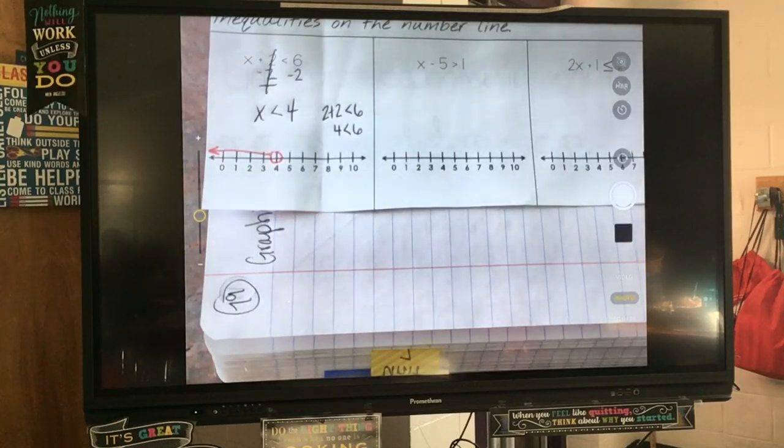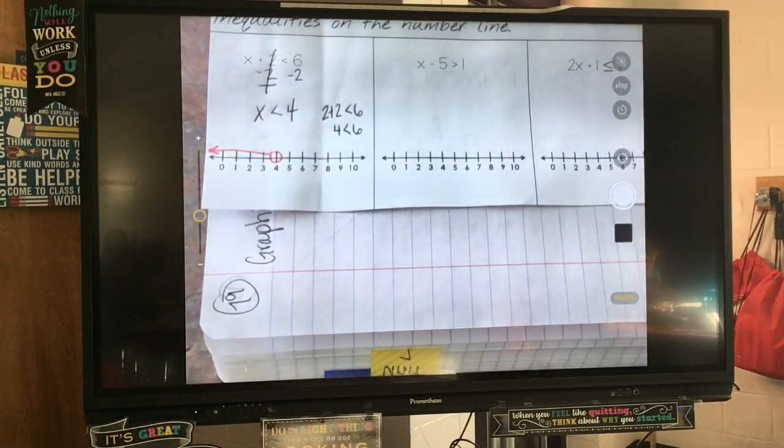All right, so looking at the next one, x minus 5 is greater than 1. So what can we do here? Or how do we figure out what x has to be? Or the solution set for x, say it that way. So what do we need to do, Elizabeth?